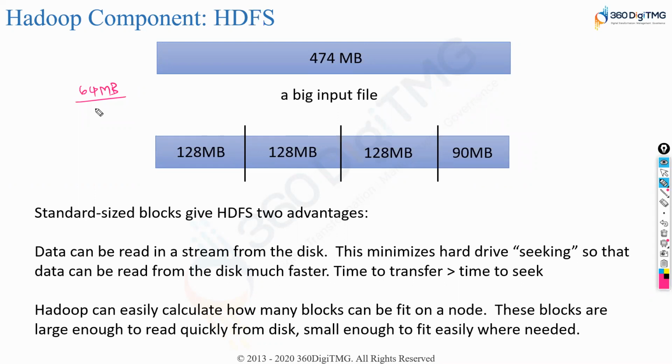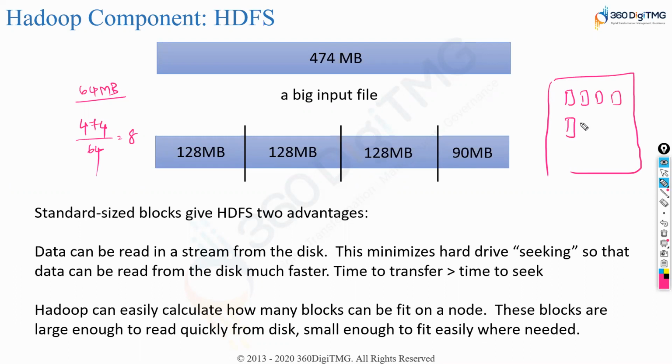If I use a 64 MB block, what is the problem here? The problem is, you need to divide this data by 64, which means you will get more blocks. When I say more blocks, in the cluster, you need to manage those 8 different servers. Right? So you have to work with 8 different servers. Too much workload.